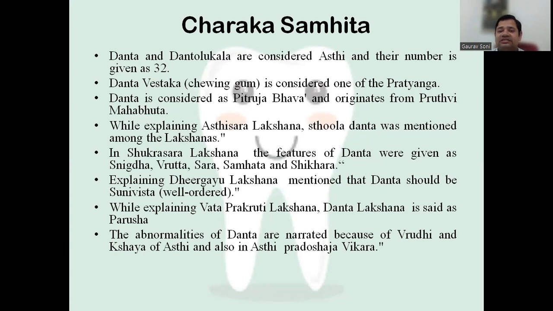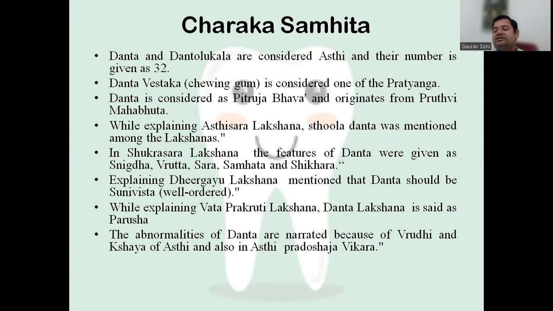While explaining the Asthi Sara Lakshana, Sthula Danta was mentioned among the Lakshana. In Shukra Sara Lakshana, the features of Danta were given as Snigdha, Vrudha, Sara, Samhat, and Shikhara. Explaining Dirgha Ayu Lakshana, the Danta should be Sunivishta, meaning well ordered. While explaining the Vata Prakriti Lakshana, Danta is said to be Parusha, meaning Kathor, Ruksha. The abnormalities of Dant are narrated because of Vriddhi and Kshaya of Asthi.